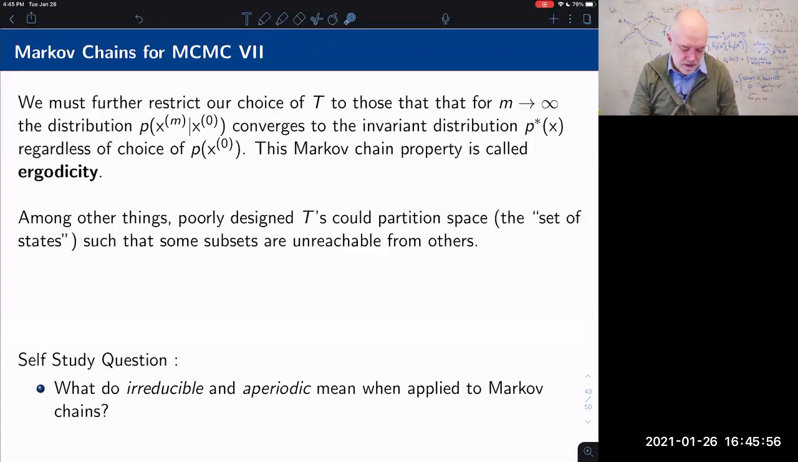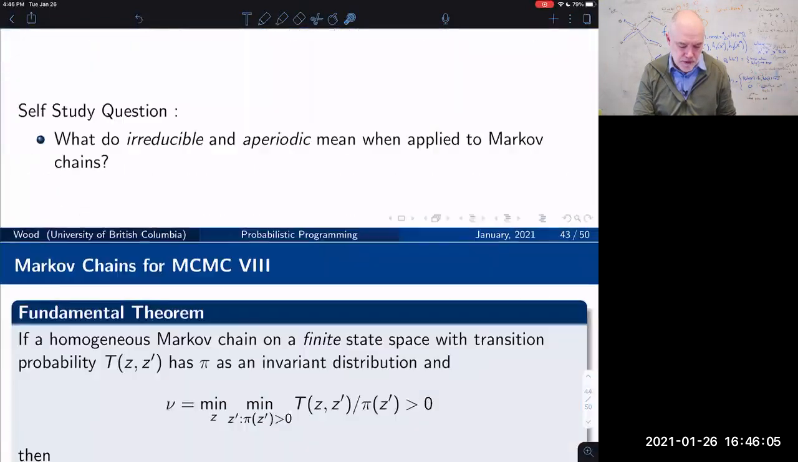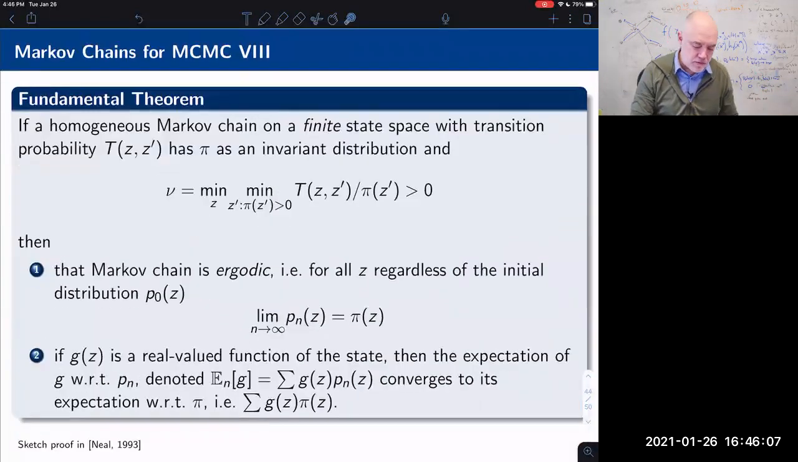Then we'll talk about that in just a second. And there's a whole bunch of properties of Markov chains which we're not going to cover, like irreducibility and aperiodicity, and you should be aware of these. But there's a fundamental theorem of Markov chains, basically, which is stated like this.